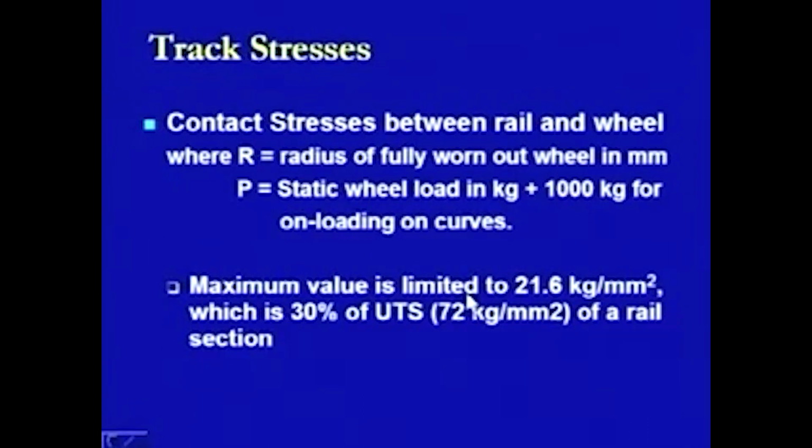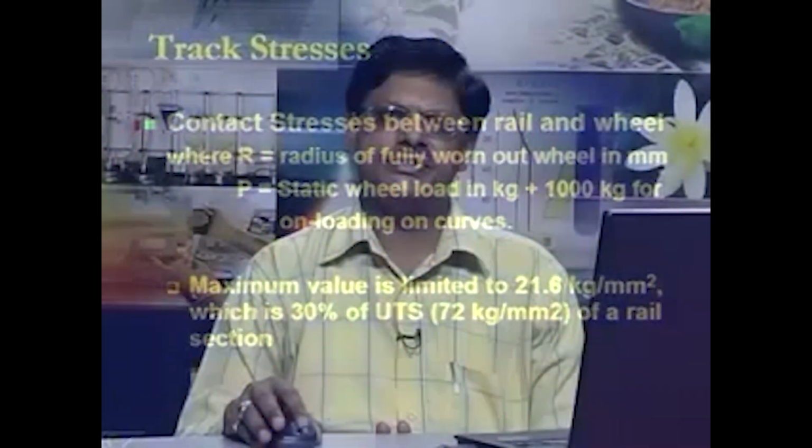This value of 21.6 kg per mm square is around 30% of the UTS of a section, that is, a section having an ultimate tensile strength of 72 kg per mm square. The new rail sections now in use have an ultimate tensile strength of 90 kg per mm square. So, in that sense, this percentage reduces further.